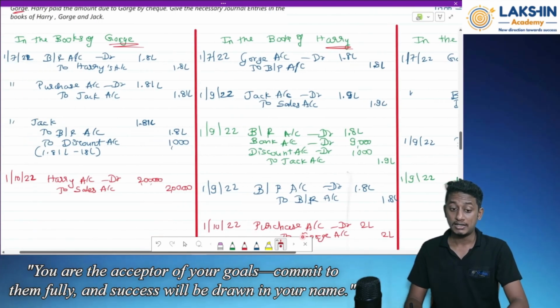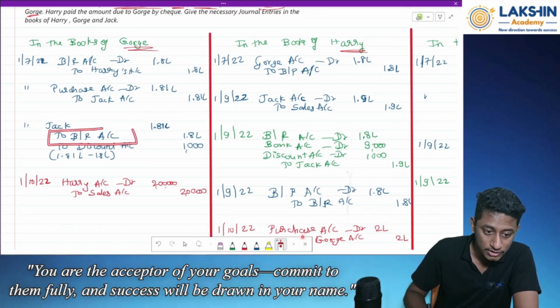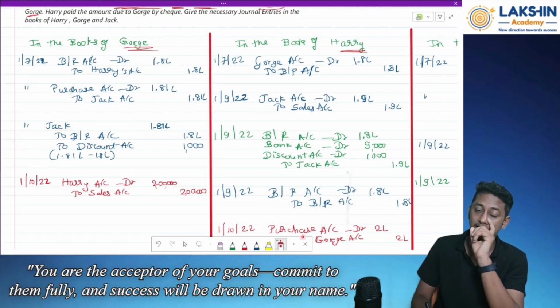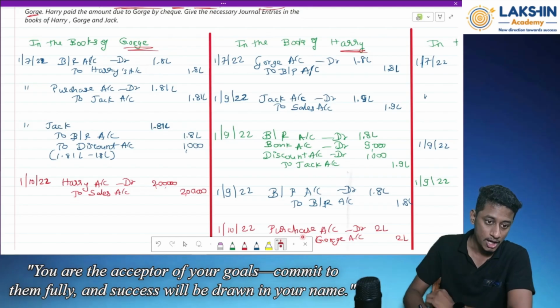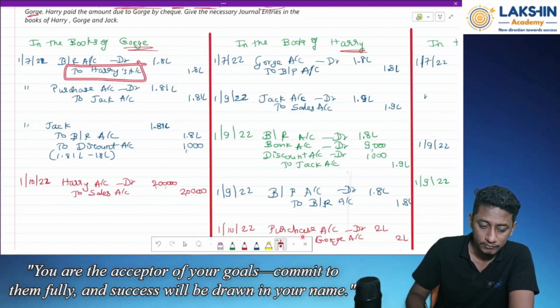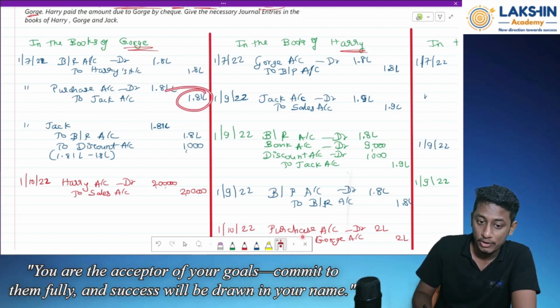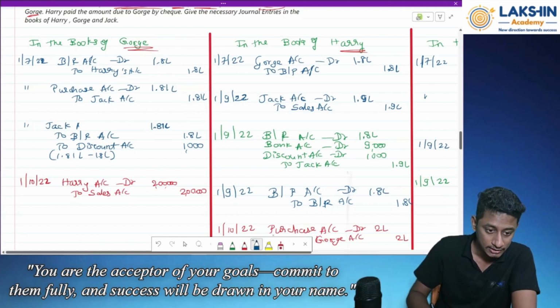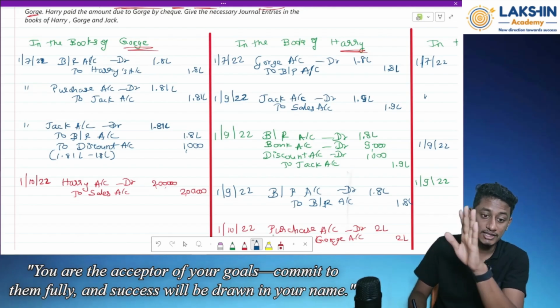Okay. But in the books of George, let's see. Whatever bills receivable account was created, has it been closed anywhere? Okay, here we have closed the bills receivable account for rupees 1.8 lakhs. So bills receivable account is closed. Fine. Let's look at Harry's account. First of all, let's look at Jack's account. Jack's account has been opened here for 1.8 lakhs, and again it has been cleared for 1.8 lakhs. Debited. So Jack's account is also fully closed in the books of George.